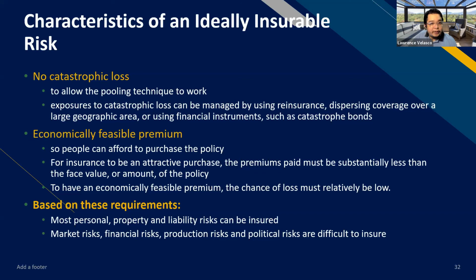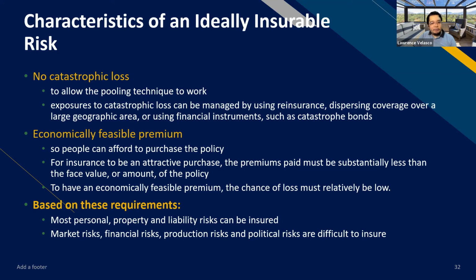Next is no catastrophic loss, right? It means there's no single event that's too big for everyone to bear. So that's why there are usually maximum amounts that can be insured, right? Because that's to ensure that there's no catastrophic loss. Also, you need to ensure that there's an economically feasible premium. Economically feasible premium simply says that people can afford to purchase the policy. Otherwise, the premium computed might be so big that nobody wants to buy. Right? So it has to be feasible that someone might be willing to buy at that price.